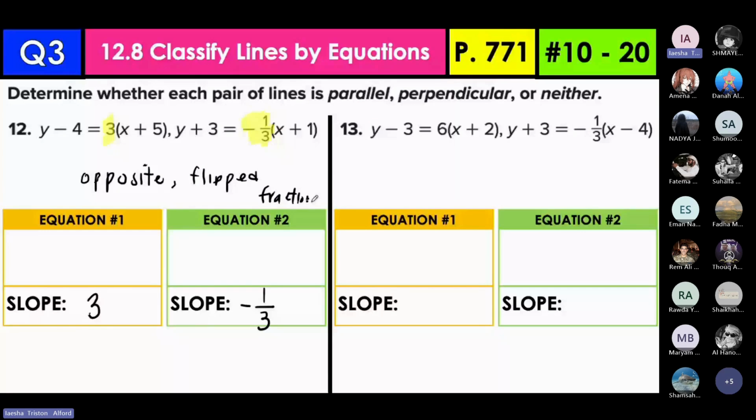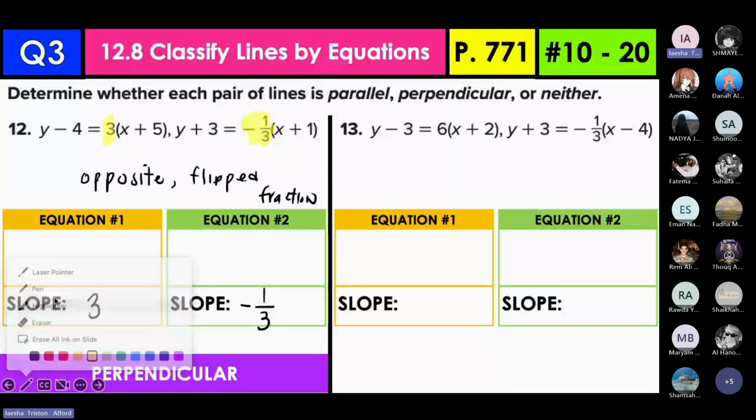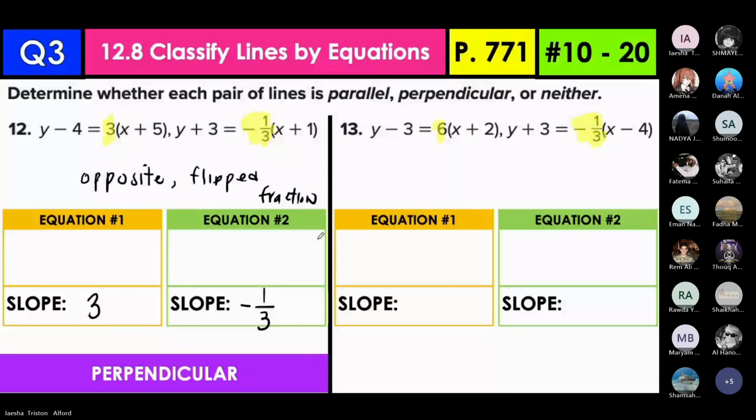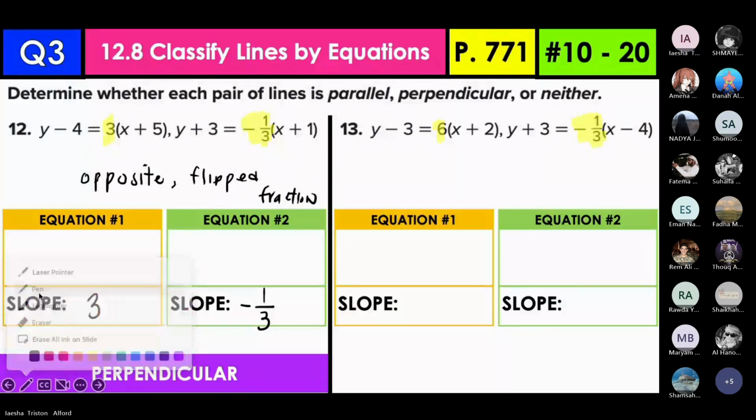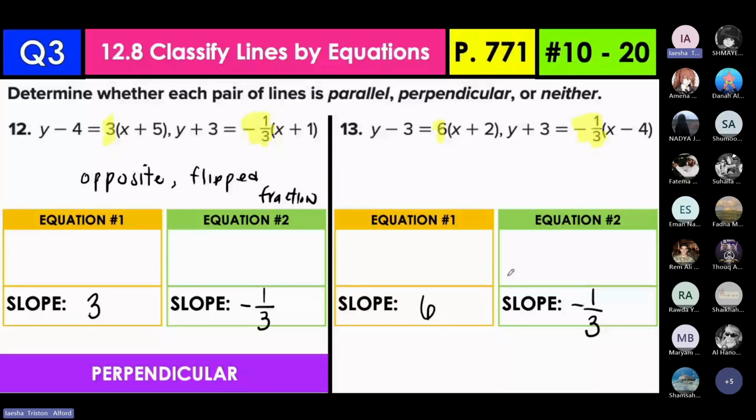Yeah, so perpendicular. For number 13, what's the slope? Positive 6. And this one, negative 1 over 3. Same sign or opposite sign? They're opposite sign, but is it a flipped fraction? The fraction is not flipped, so neither.